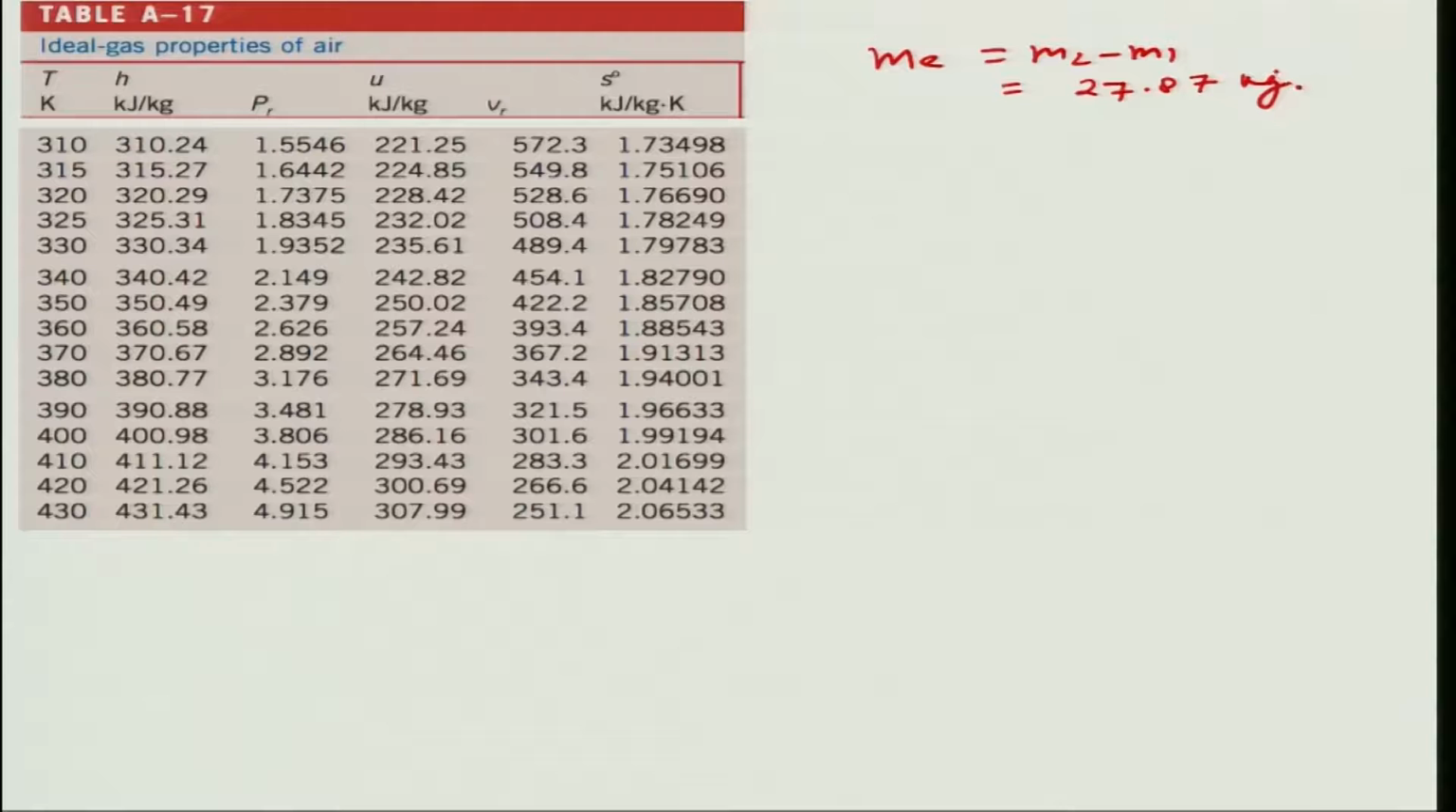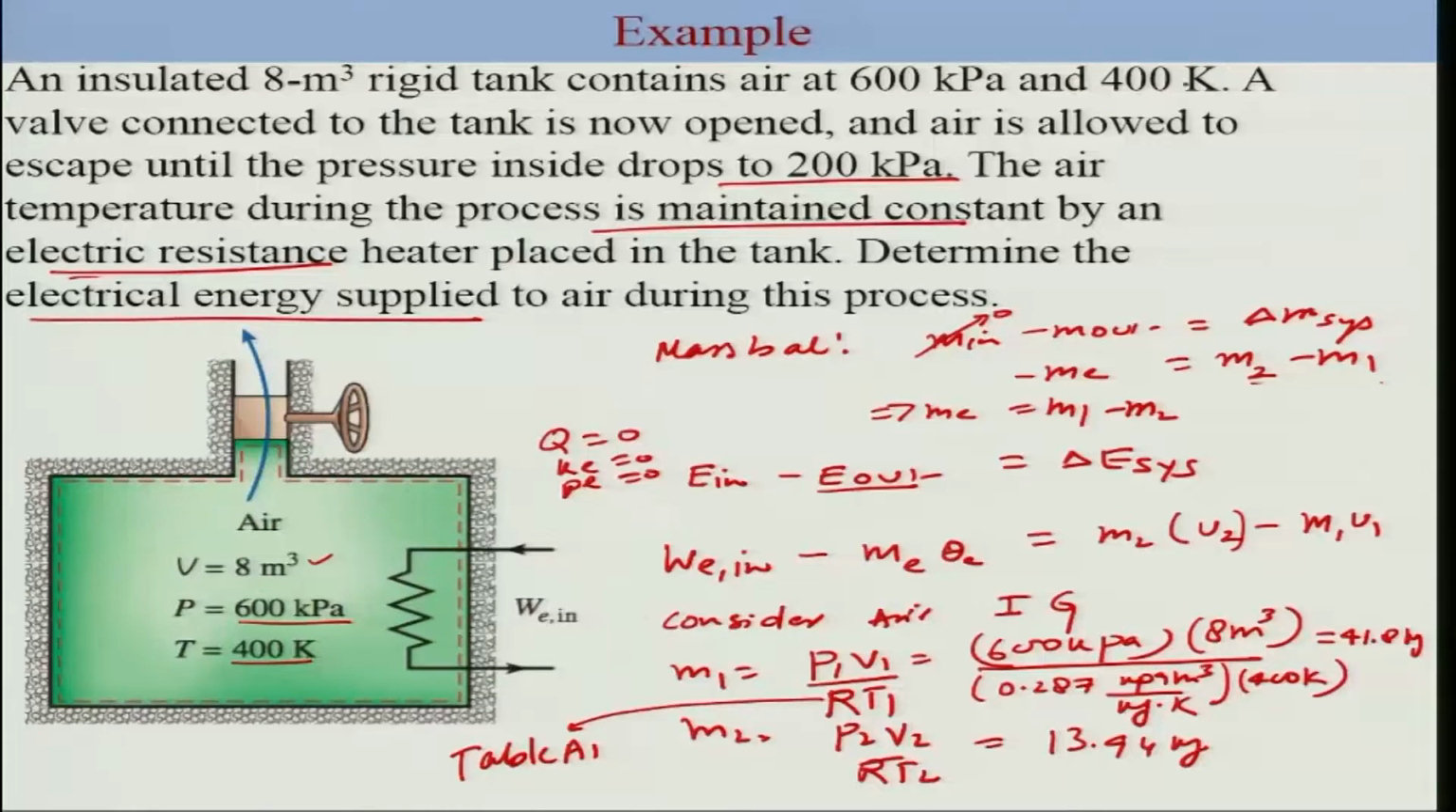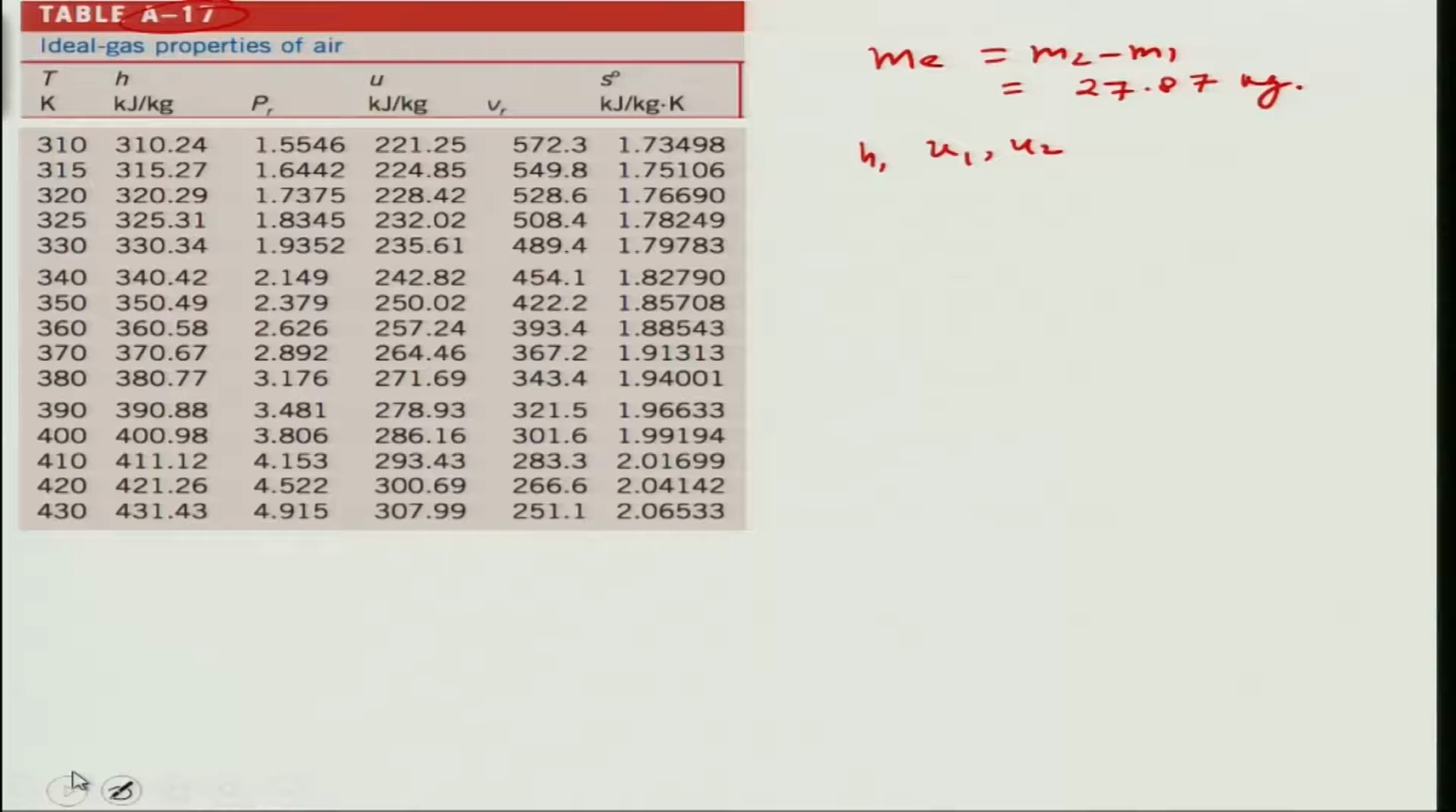Okay, so now we need to find out h e and u1 and u2, and for this we need to make use of table A17. Now what is given here is always at 400 Kelvin, and as we know for an ideal gas enthalpy is only dependent on temperature. So for this particular system u1 and u2 should be same. So at 400 Kelvin, h is given here and u is already here. So h e is nothing but 400.9 kilojoules per kg, and u1 is nothing but the same as u2, which is 286.6.